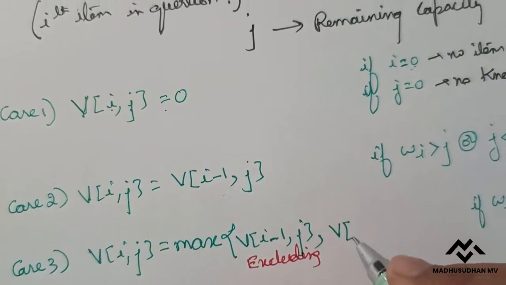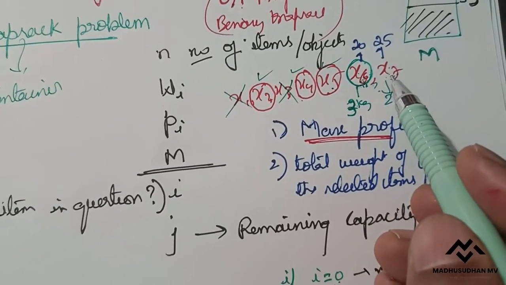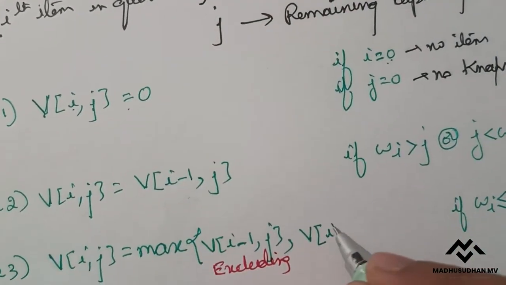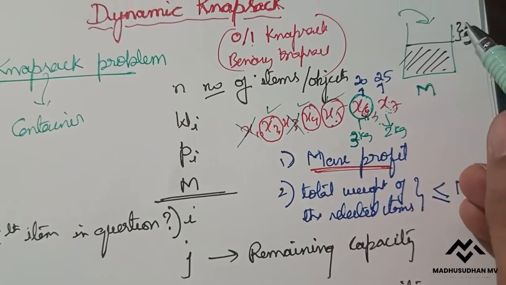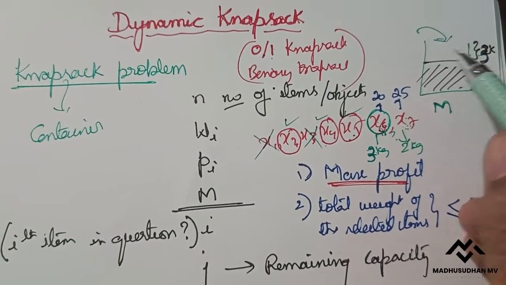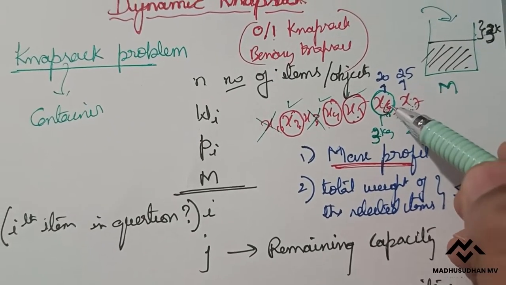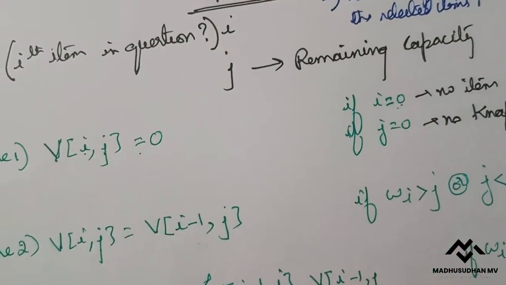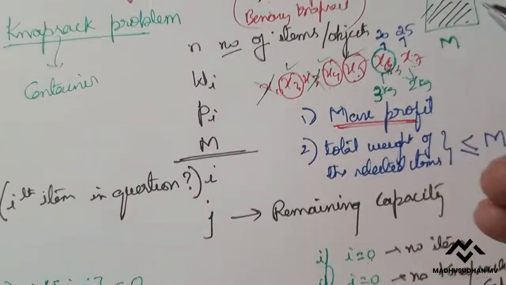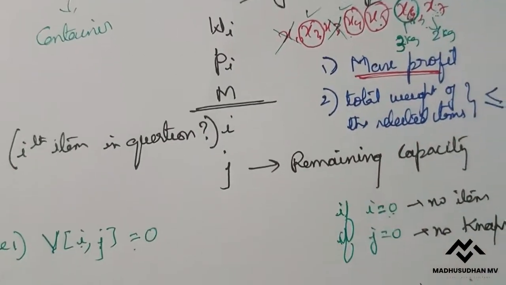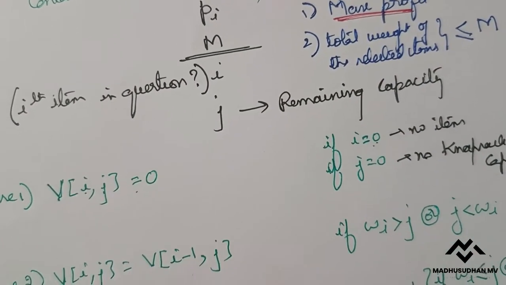Including means what? If I include this, out of 2 elements, 1 I include, the remaining element is 1. So again I minus 1. Since I am including this object, does the remaining capacity remain the same? No. When I include this, the remaining capacity becomes 0. How? The remaining capacity minus this object. So J minus the weight of the object. Plus, since I'm including this, I will get its profit, right? So PI. So this is the third equation.